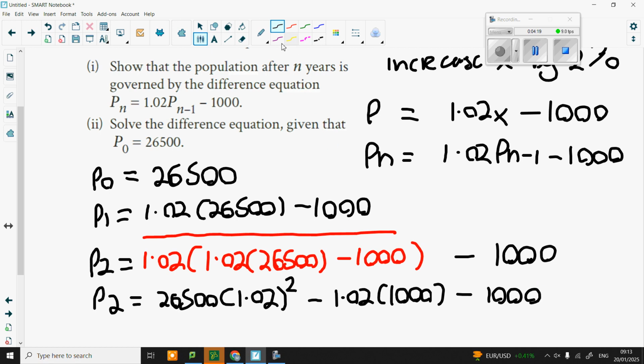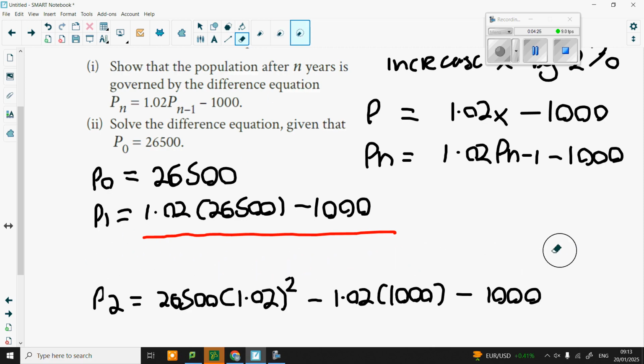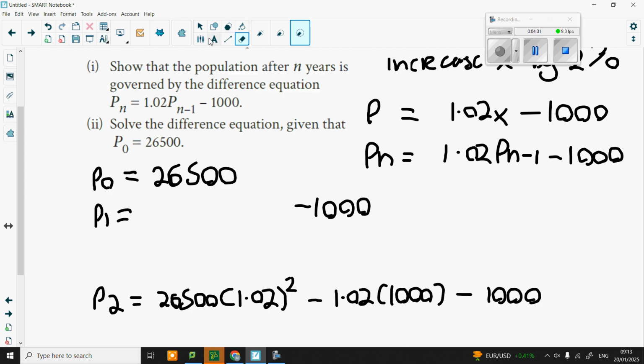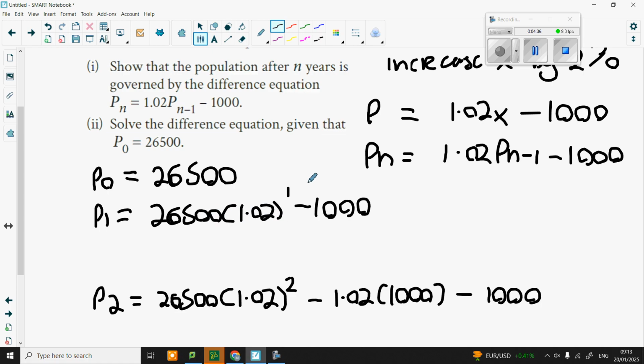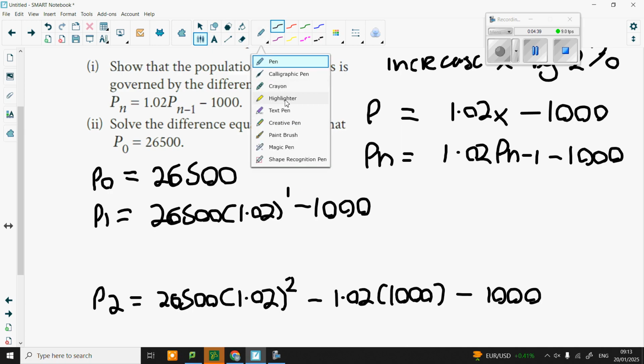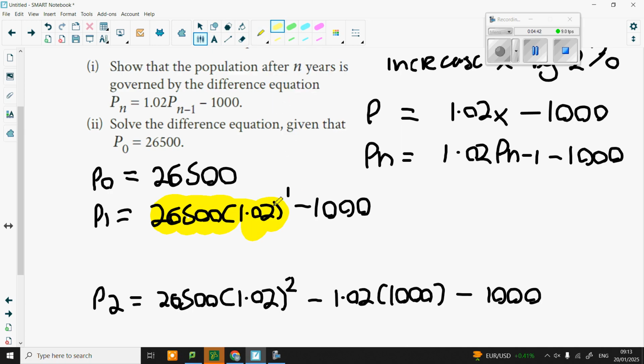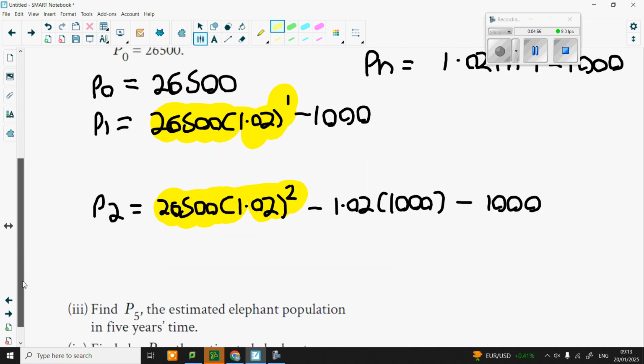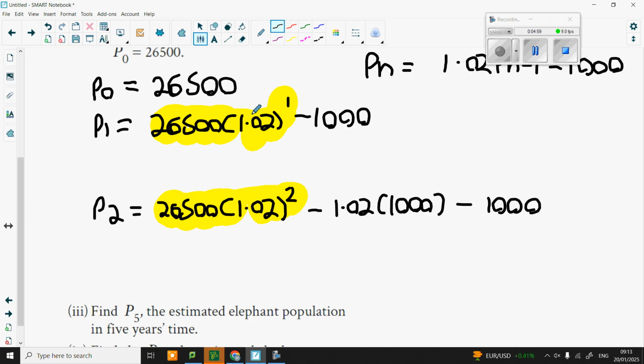Agreed? Right. Now, for argument's sake, I'm just going to get rid of this because those were my workings. And I'm just going to change this first one around slightly, to 26,500 times 1.02 to the power 1. Has anybody seen a trend so far? Any prediction of what you think the next one's going to be? 26,500 times 1.02 to the power of 3, but we need to figure out the rest of it as well, don't we? We've been able to see a little trend so far.